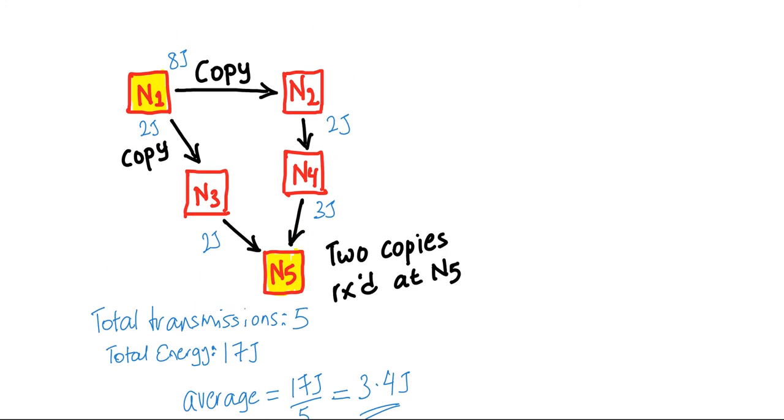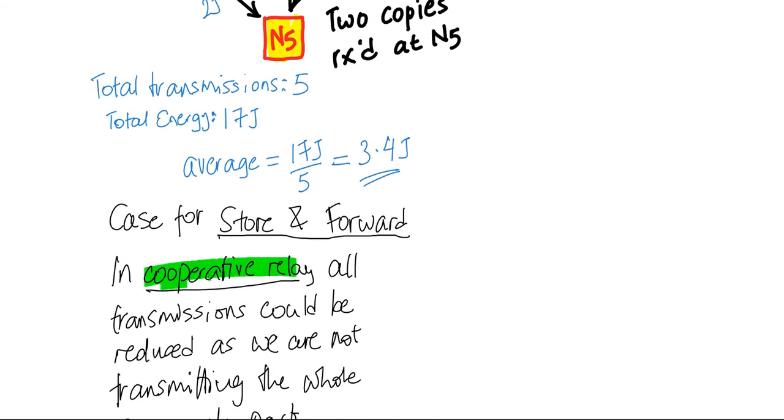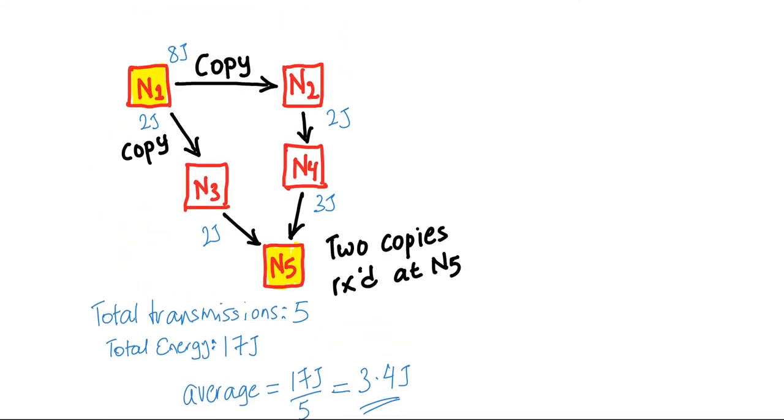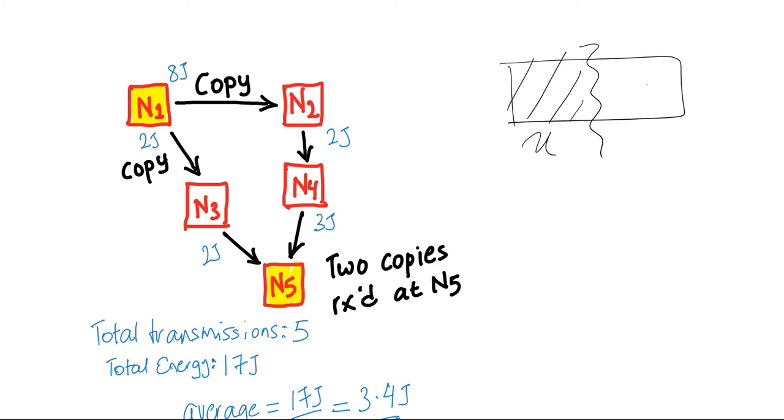Another way of conserving energy is to use what we call cooperative relay. In cooperative relay, we're not sending the entire message. So if we want to draw the message here, right, we're not sending the entire message. We're taking half of the message, which we could call X, and the other half of the message, which we could call Y, and we're transmitting half of that message down one path and the other half of the message down another path.